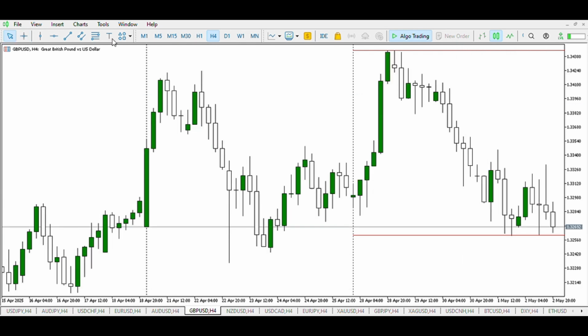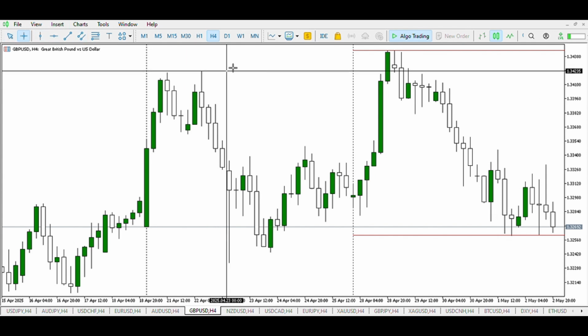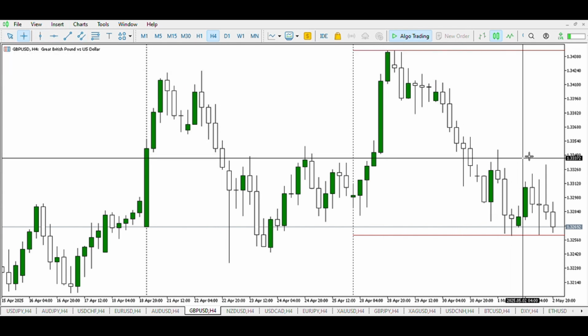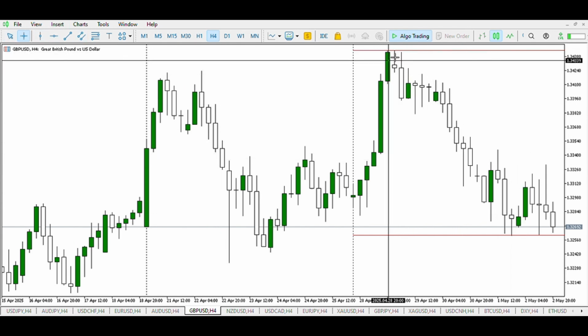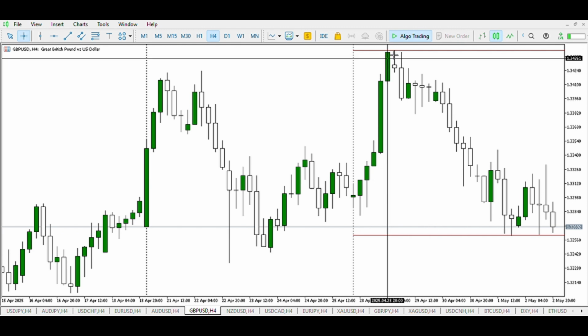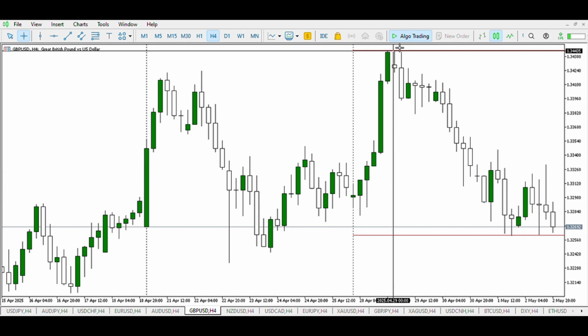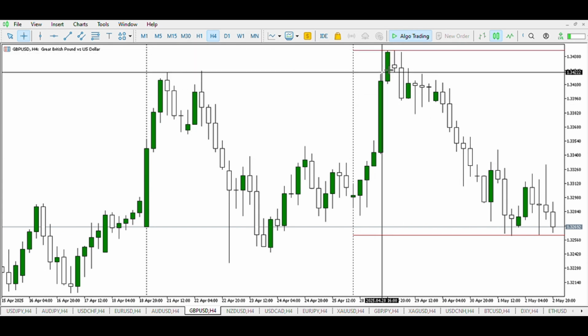So in trading, just as much as it is important to know what to do, it is also important to know what not to do. At this zone, we don't have a bullish candle at the top, as we have a bullish candle here and a bearish candle here creating a double top, so we are going to ignore that zone.